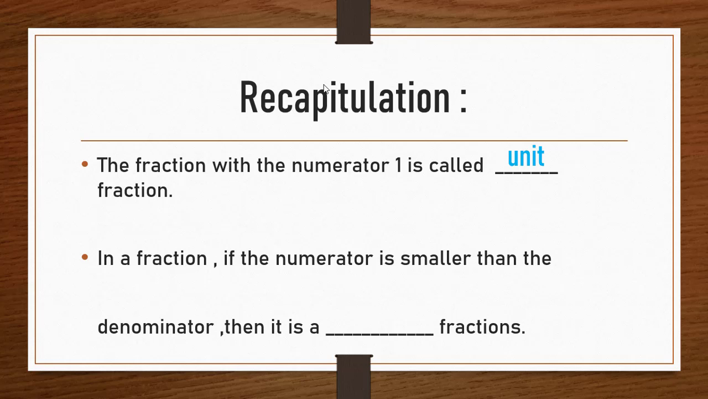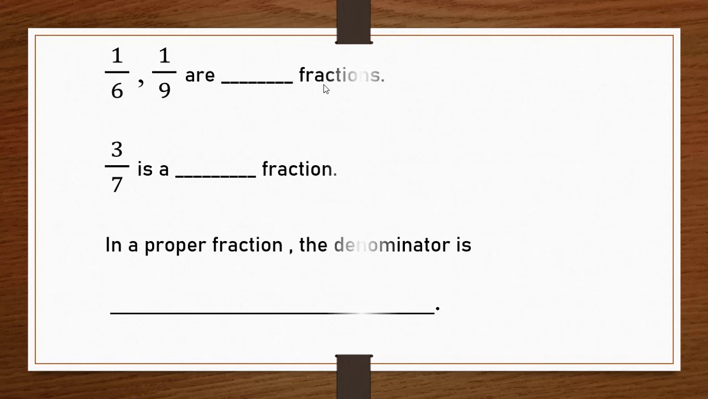In a fraction, if the numerator is smaller than the denominator, किसी फ्रैक्शन में अगर न्यूमरेटर डिनोमिनेटर से छोटा हो तो हम उसको क्या कहेंगे? It is called proper fractions. 1 by 6, 1 by 9 are dash fractions. 1 by 6, 1 by 9 are unit fractions.